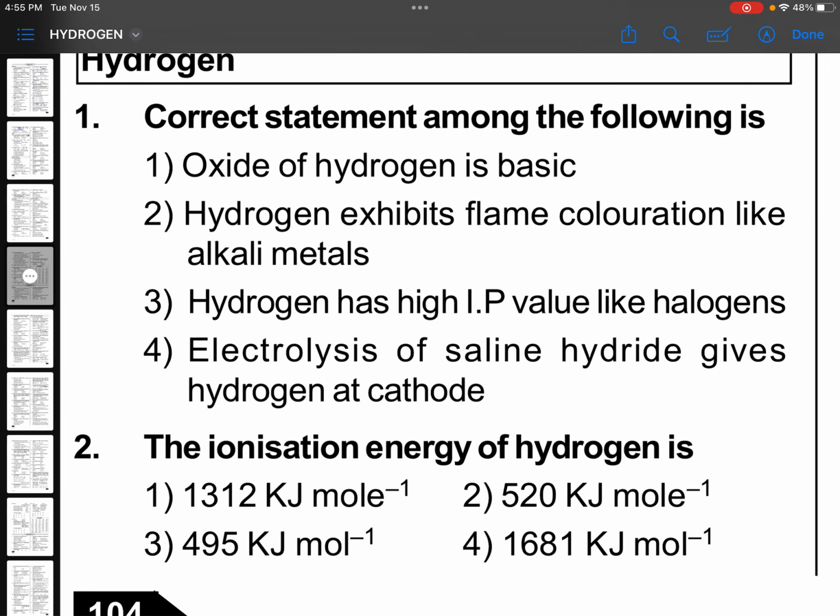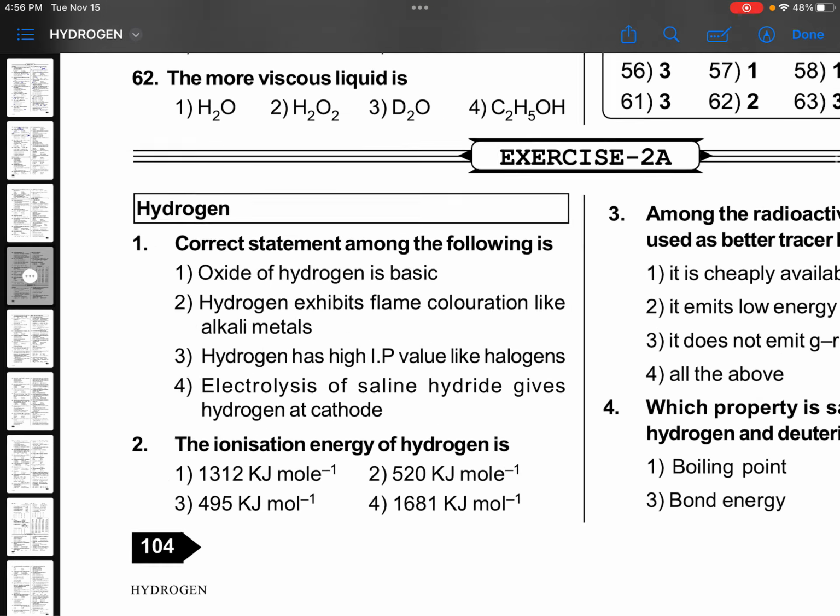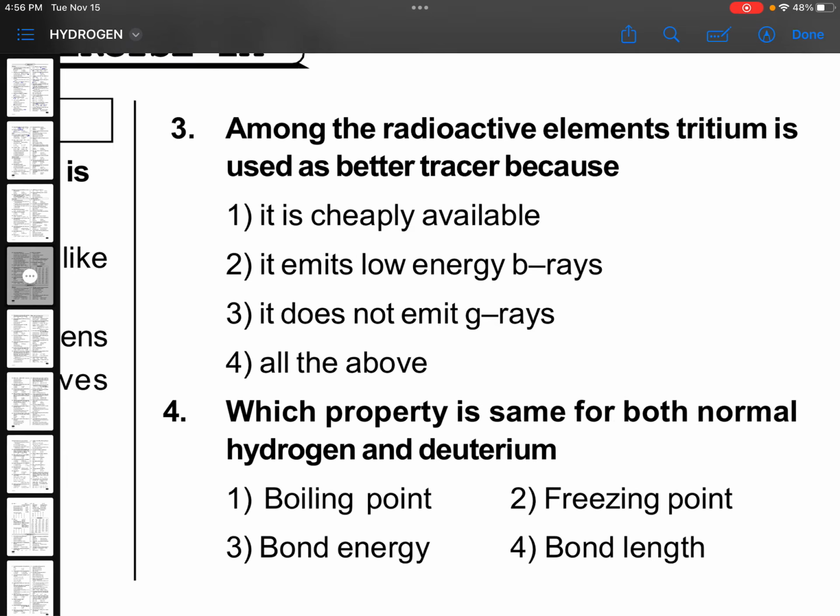It is close to fluorine, something 1300. The ionization energy of hydrogen is, the next question is something 1300. That 1300 is 1312. Option 1.